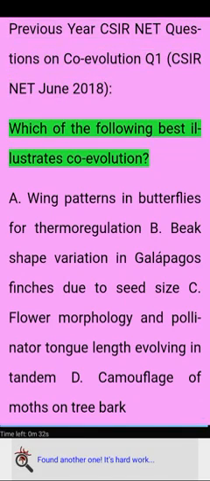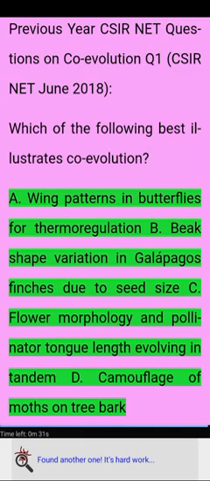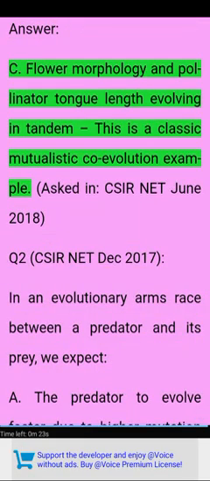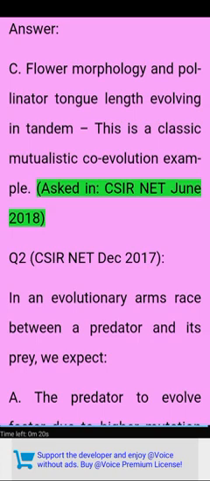Which of the following best illustrates coevolution? A. Wing patterns in butterflies for thermoregulation. B. Beak shape variation in Galapagos finches due to seed size. C. Flower morphology and pollinator tongue length evolving in tandem. D. Camouflage of moths on tree bark. Answer: C. Flower morphology and pollinator tongue length evolving in tandem. This is a classic mutualistic coevolution example. Asked in CSIR NET June 2018.